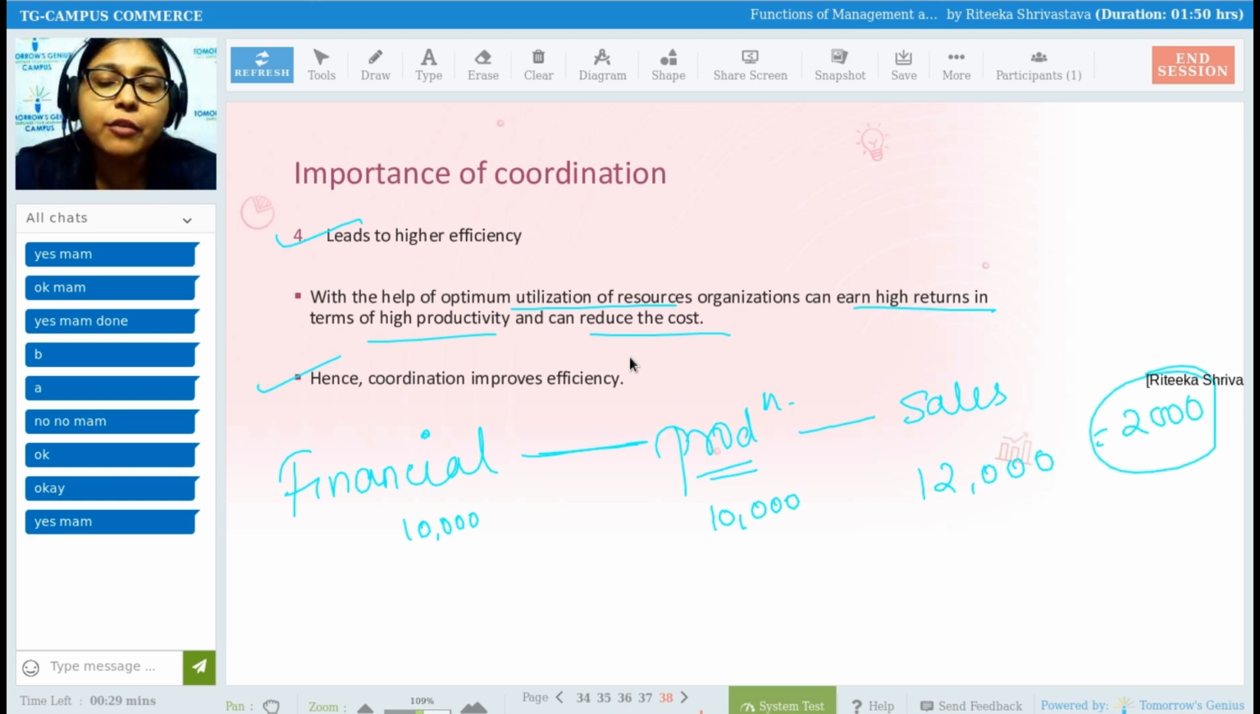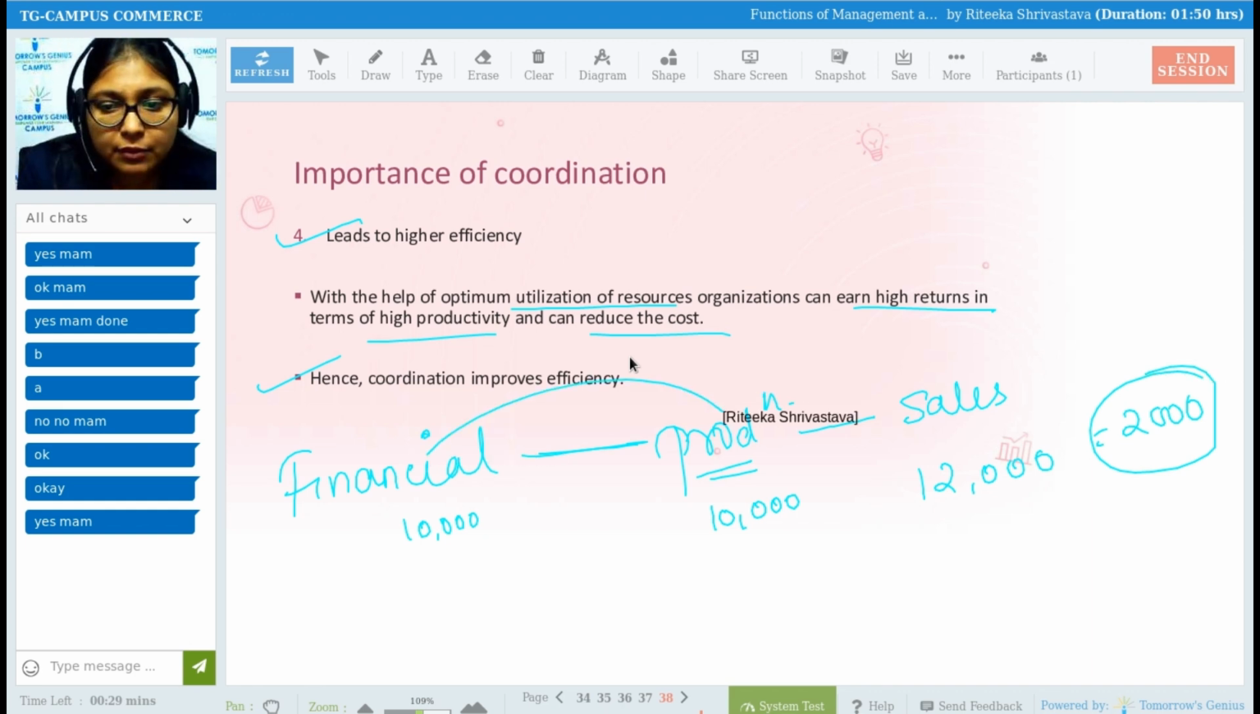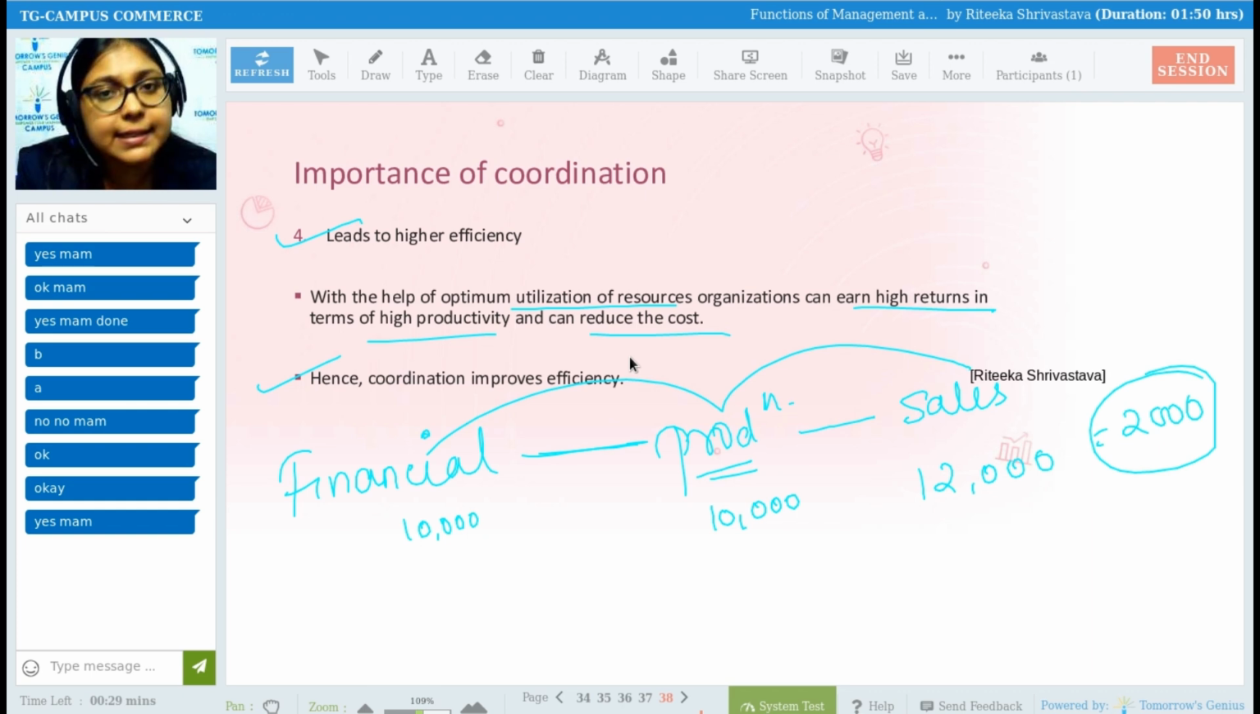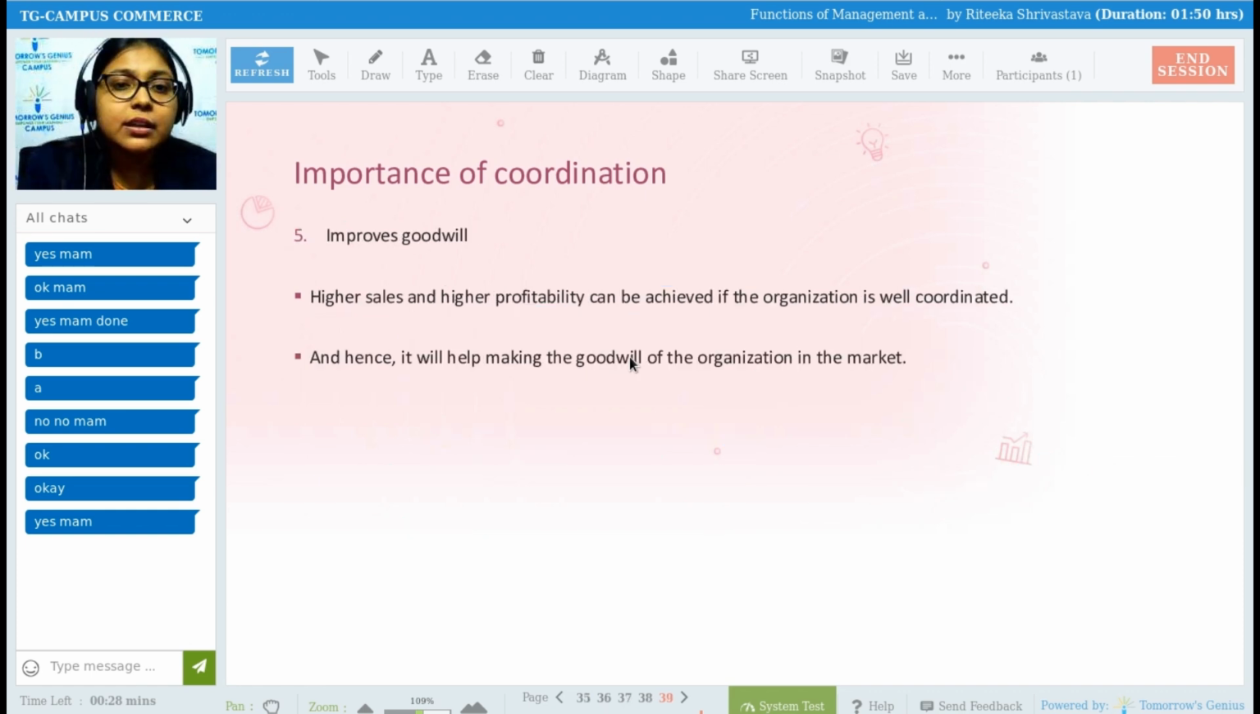So how did this profit come? By a proper good relationship with the financial department, with production as well as with sales. So here every department needs to be coordinated with each other. If they are coordinated and working in a smooth manner, then there is efficiency in the work.